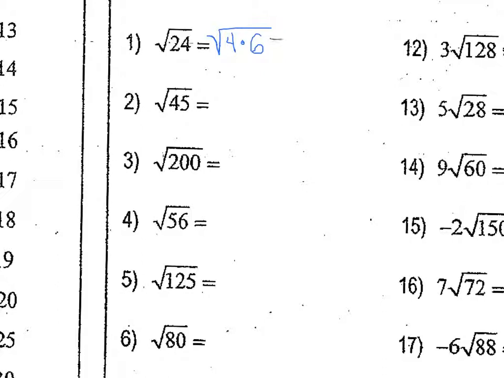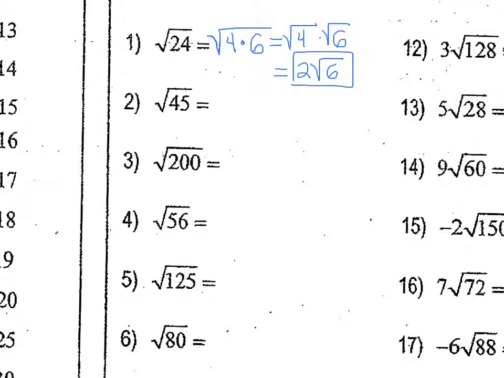4 times what gives you 24? Times 6. And then you rewrite that as 2 radicals, square root of 4, square root of 6. The perfect square number is the one that simplifies. What is the square root of 4? 2. So the answer is 2 square root of 6. And that's the simplest form. If you put the square root of 24 in the calculator and you put 2 square root of 6, the answer is going to be exactly the same thing.